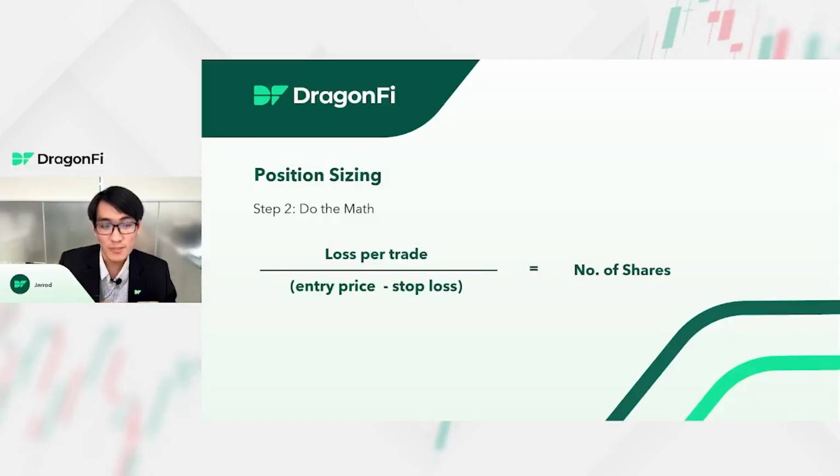So, next. How do you compute your position sizing? So, there's a bit of math, di ba? Pero this is the only math, trust me, right? So, first, you have your loss per trade. So, loss per trade is 1,000 pesos. You divide that by your entry minus your stop loss price. So, that will equal your number of shares. Pero important rin na you have to account for the trading fees here in the PSE. So, next.